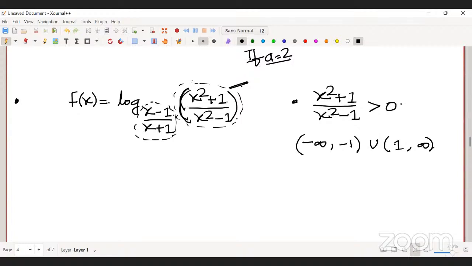Correct. So, Sir, if we take the 1, the denominator will be 0, no, sir? Yeah, so that's why I am excluding -1 and 1, right? So I am taking the open interval.